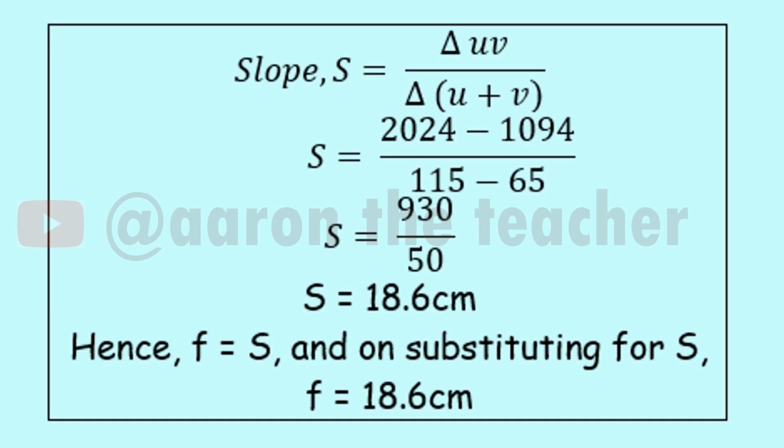Just follow along. My slope is equivalent to 2024 minus 1094, then divided by 115 minus 65. I'm getting in the numerator 930, then divided by 50. At the end of the day, I'm getting my S equals 18.6 centimeters. And since we related S to F by this expression, F equals S, it automatically means that my F is also equal to 18.6 centimeters. And that's how our slope is.